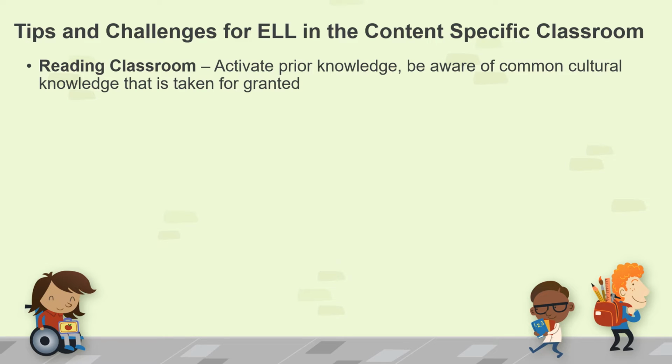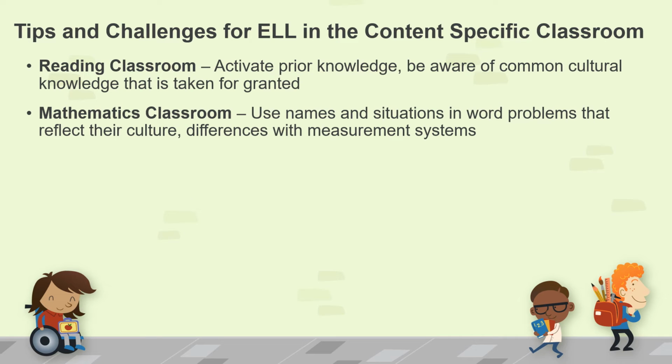There are specific challenges in each of the content areas for English language learners. In the reading classroom, activating prior knowledge to create bridges between themes and storylines is helpful, and the instructor should be aware of common cultural knowledge that is taken for granted when interpreting a text. In the mathematics classroom, as previously mentioned, the teacher can use names and situations and word problems that reflect the student's culture, but they also must be very aware that there are differences in measurement systems and teaching methods that the student may have previously experienced.